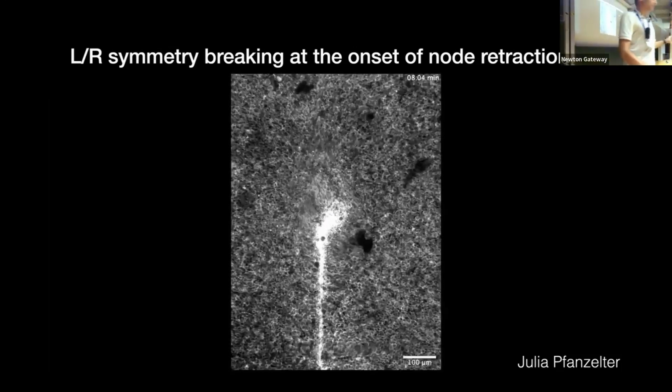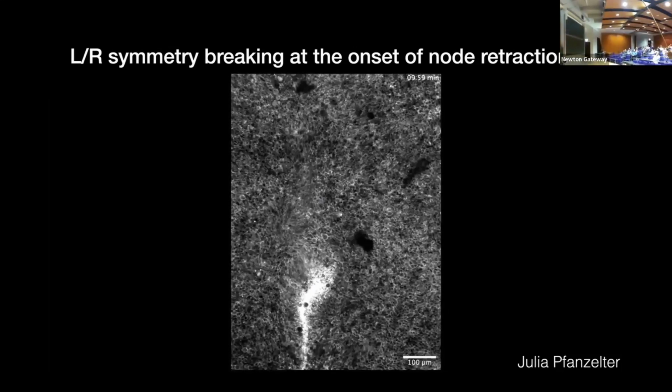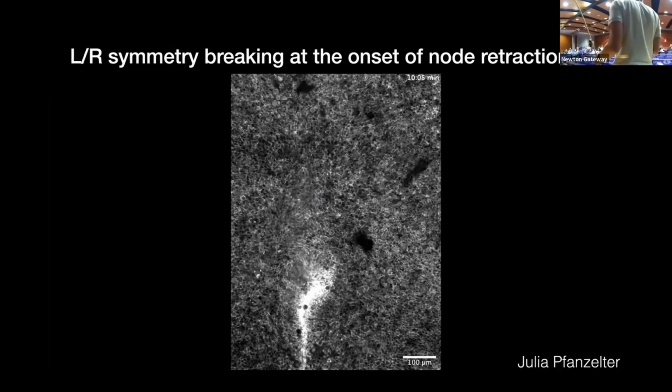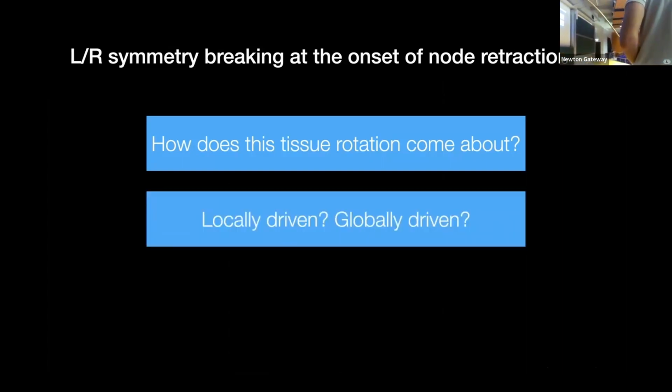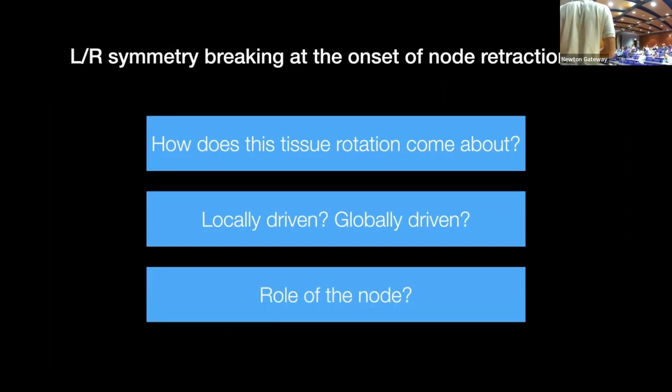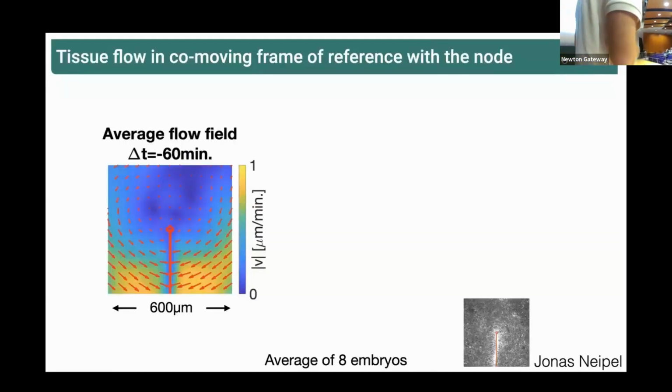So how does this tissue rotation come about? We've been wondering what drives this rotation, and that is what we're going to be talking about. Is it locally driven? Is it globally driven? Where and how are forces generated to drive it? And what's the role of the node, and perhaps even the geometry of the node, in driving this? This might also show you what you can do with living systems.